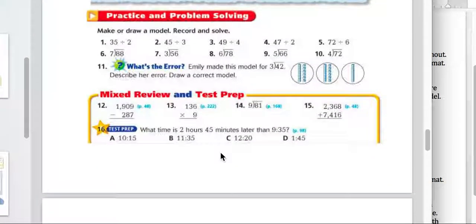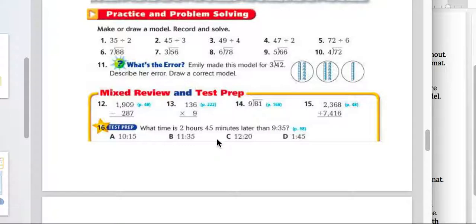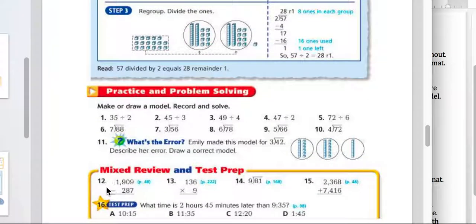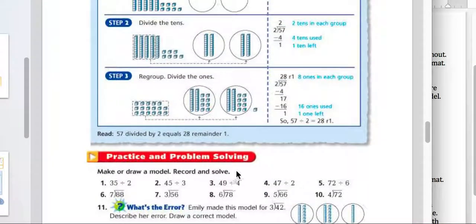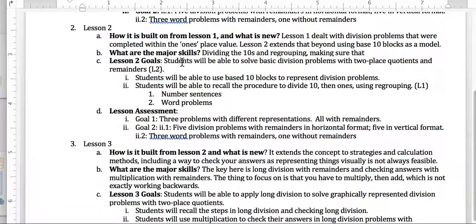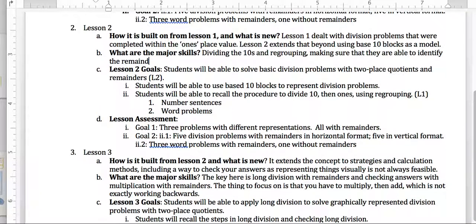There's other questions here. This is a little different. It has a thing about telling time, a little bit different here, right? This is mixed review and test prep, so they're talking about all the different units that they've been teaching so far. So we're not going to focus a lot on that, but we are going to focus on this. Notice it's pretty short. So my goals for this lesson, right, or the major skills they're developing here, is dividing the tens and regrouping, making sure that they are able to identify the remainder.